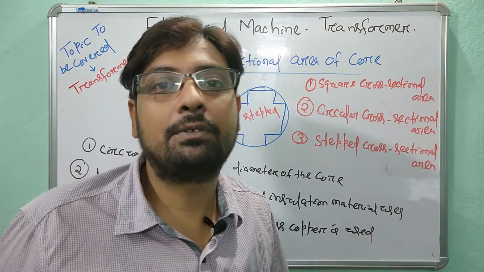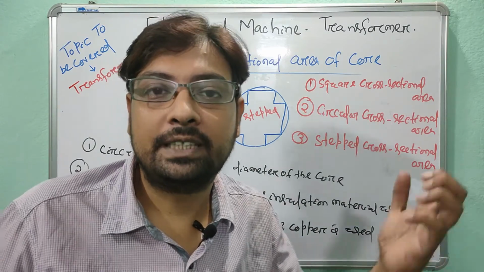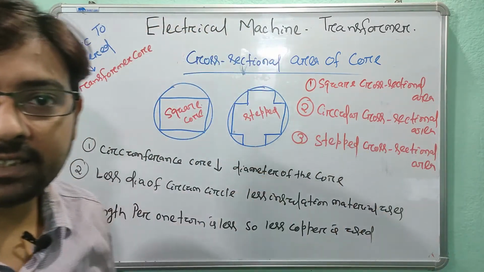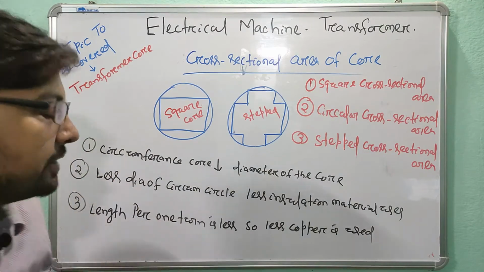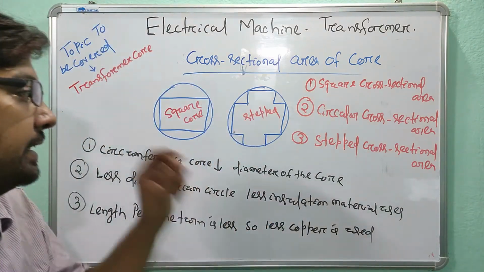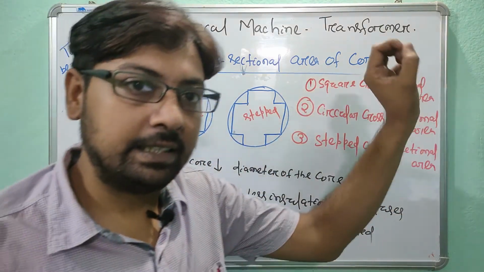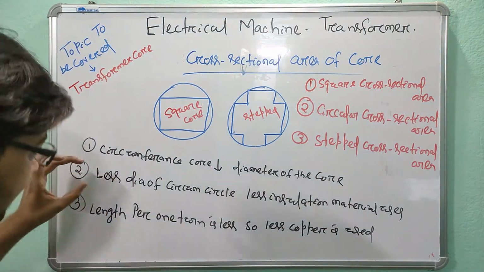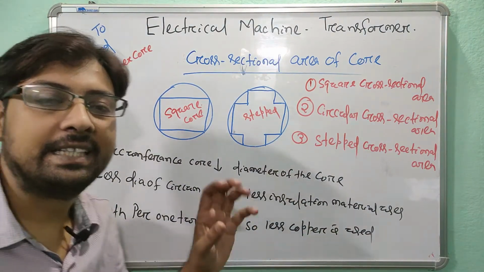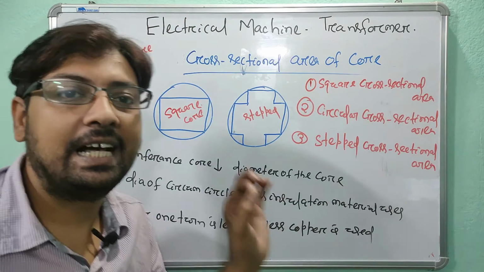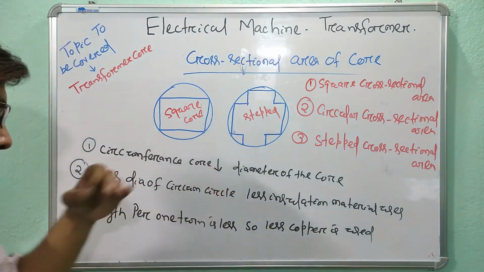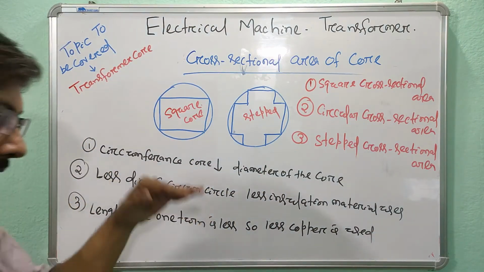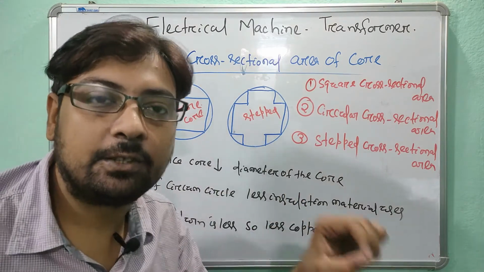Then why is stepped cross-sectional area used? It has certain advantages. What is the advantage? Number one, the circumference of the core is reduced so that the diameter of the core is reduced. So, for the smaller diameter of the circumcircle, less insulating material is used. And number three, the length per turn is less, so that less copper is used.